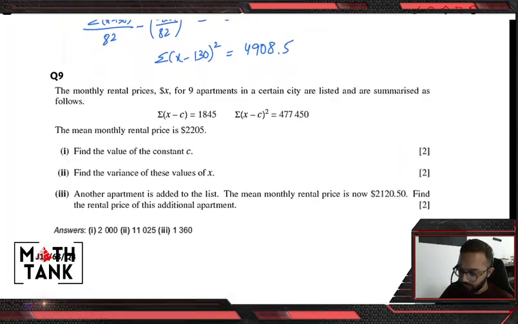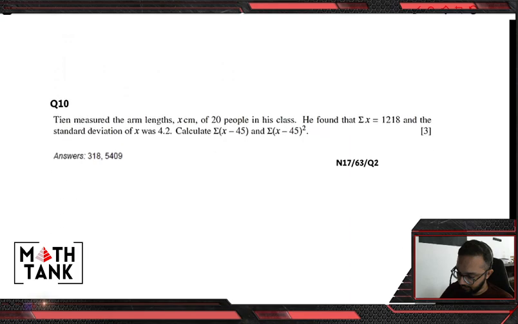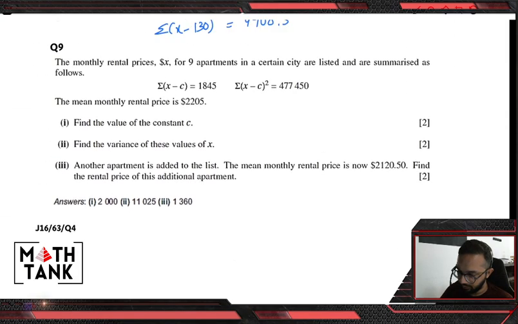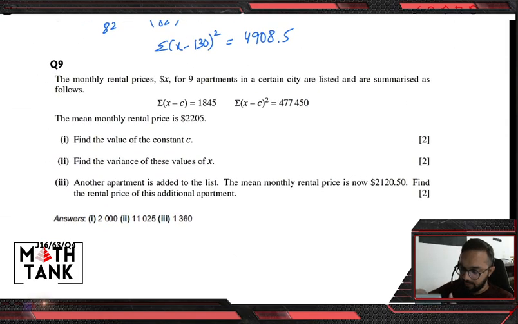So that's another question. I think this is one last question. Two, in fact. Let's quickly get through these. It says the monthly rental prices for 9 apartments in a city are listed and are summarized. So this is the original variable that I have. There has been some adjustment in the values. I don't know what adjustment. It says the mean rental price is 2205.